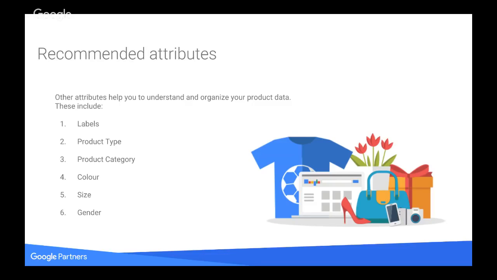So you have labels, product type, product category, color, which is extremely useful, especially if you're selling, say, jewelry or clothes. And then you have size and gender. And again, this is extremely useful when you're retailing clothing, material or accessories of any kind that might be gendered or might come in different sizes.